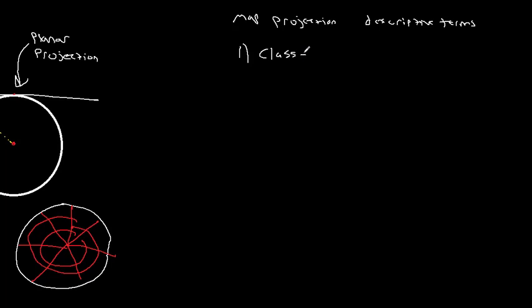Right, so the class of the map projection is the shape. Right, and that's that conic, cylindrical, or planar that we talked about before. So that's one thing that we can do to the developable surface that will affect the way that the reference globe is drawn. But there's two other things that we can do.